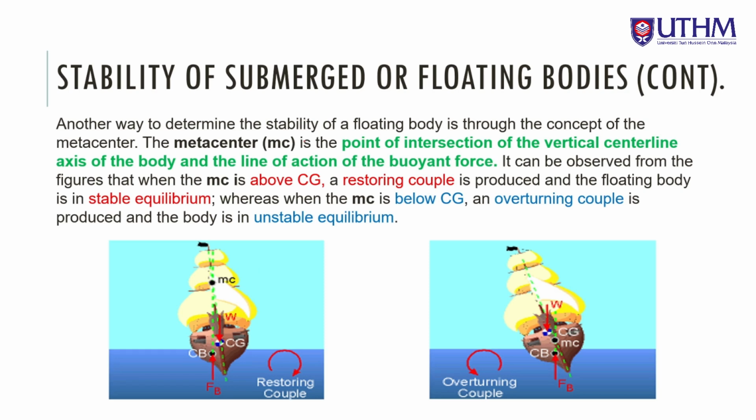Another way to determine the stability of a floating body is through the concept of the meta-center. Okay. Meta-center is the point of intersection of the vertical center line axis of the body and the line of action of the buoyant force. It can be observed from the figures that when the meta-center is above center of gravity, a restoring couple is produced and the floating body is in stable equilibrium. Whereas when the MC is below CG, an overturning couple is produced and the body is in unstable equilibrium.